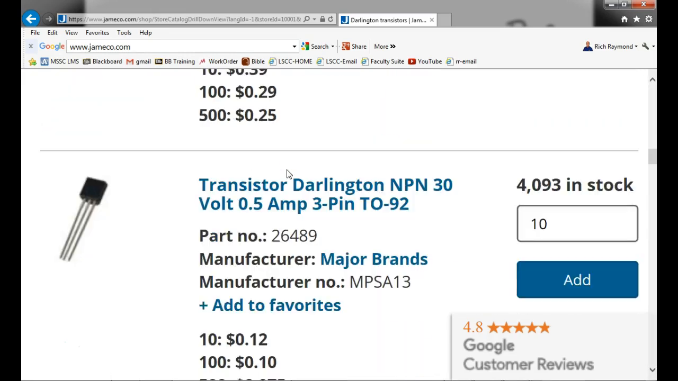There's TO-92, there's TO-220. So this is what our 2N3904s are. I have those here. It's just dealing with this. This is a Darlington, right? You understand?